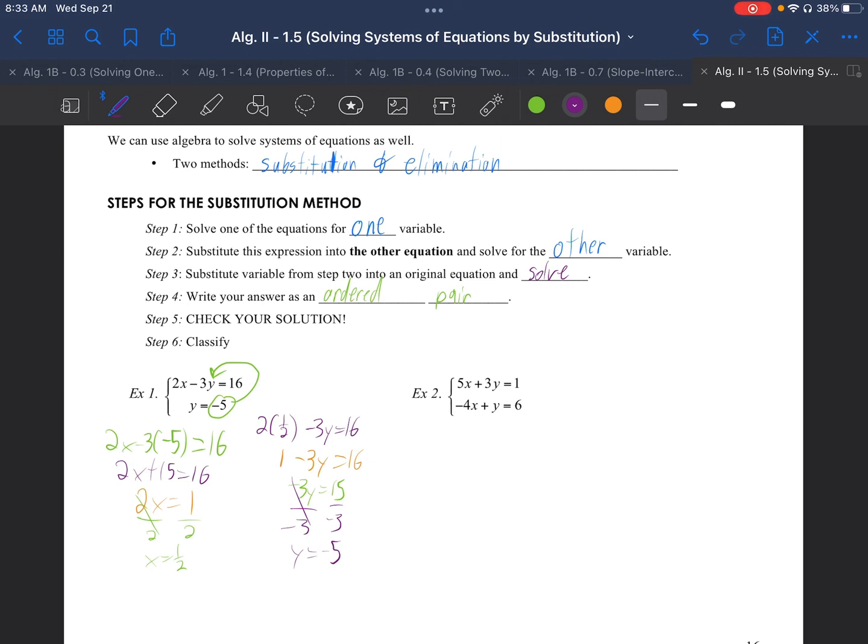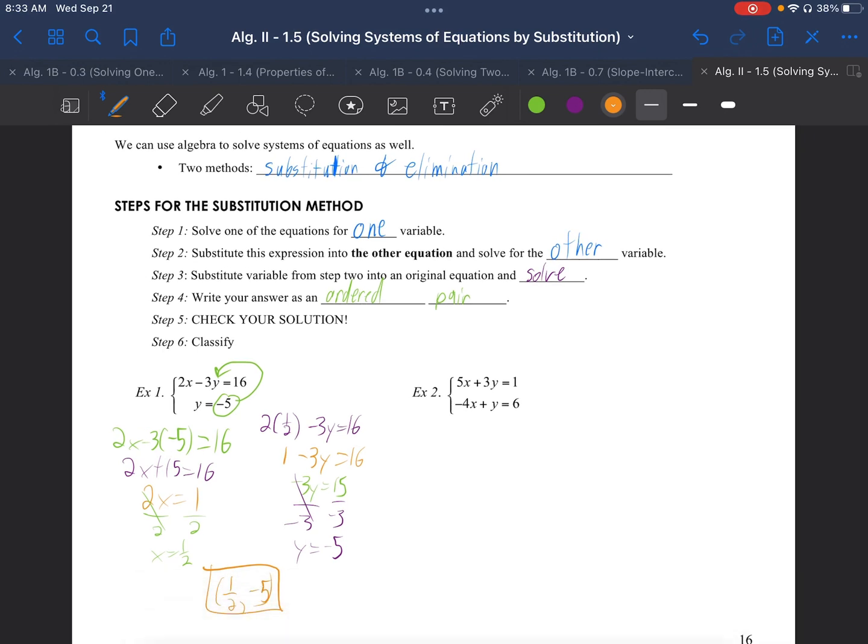And the reason I was saying you might realize that you don't need to plug it back in is because we're already told y is negative 5. That's already solved. Now we write our answer as an ordered pair, x comma y. So 1/2 comma negative 5. And once again, step 5 is to check your solution, which you always can, but I'm not going to require you ever do. And then step 6 is to classify.